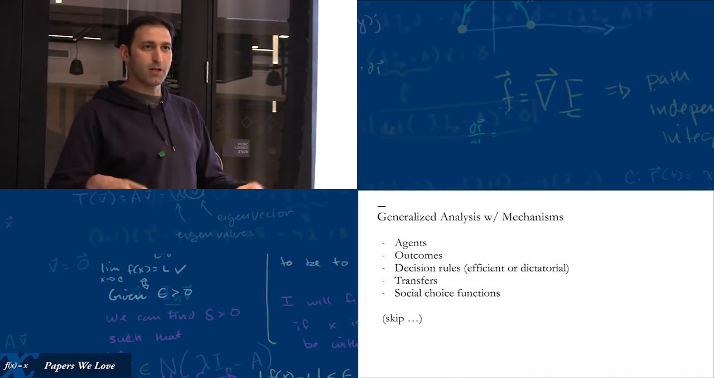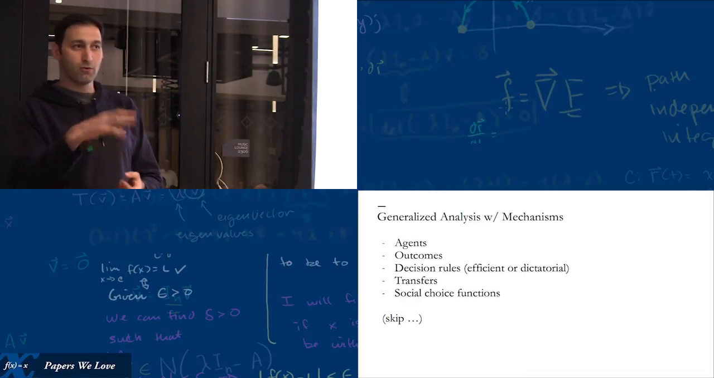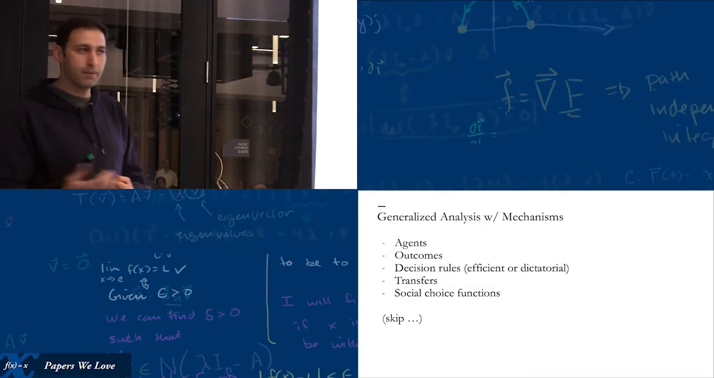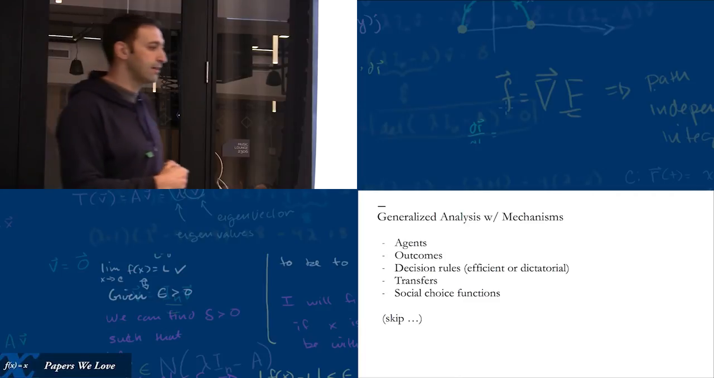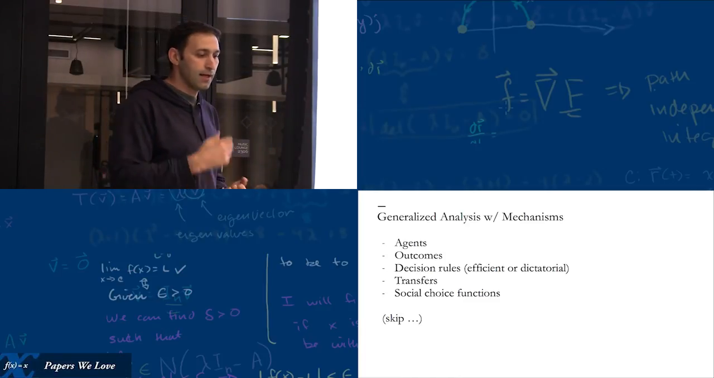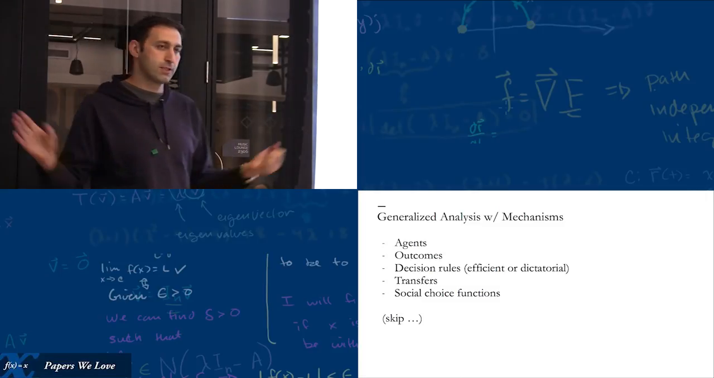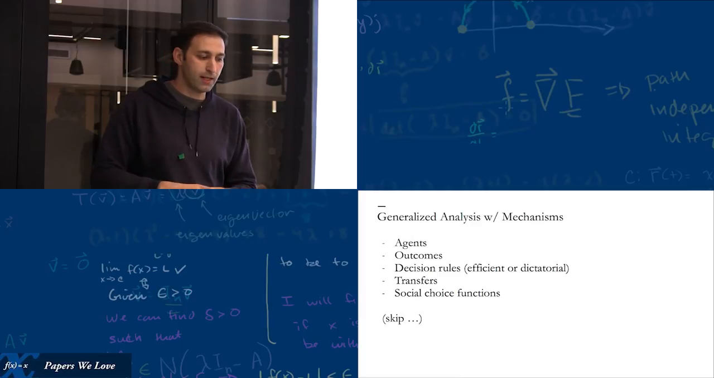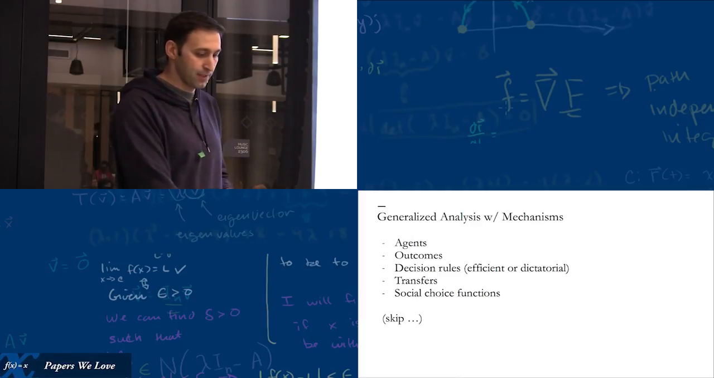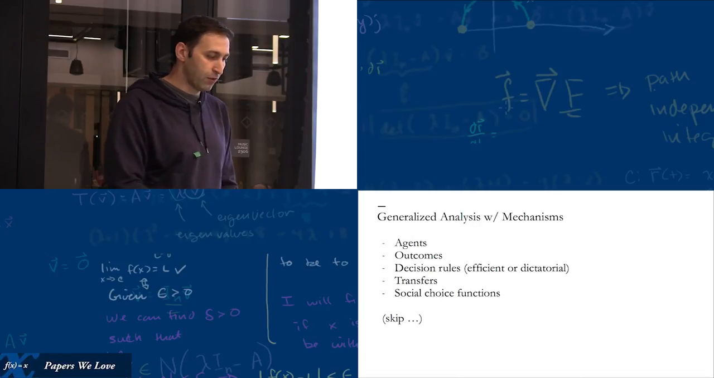A mechanism created new terminology in auctions, and these are agents. Think of different actors with different roles to play. Usually an agent has a type, and then the agent acts as that type dictates. There are some outcomes, like who is going to win, and so on, a bunch of decision rules, transfers of information or money, and then a social choice function. I'll skip this. This is pretty thick, but quite interesting if you want to read through it.